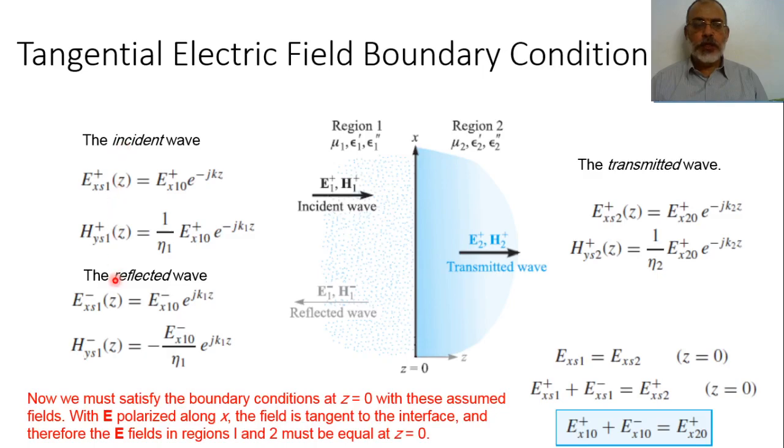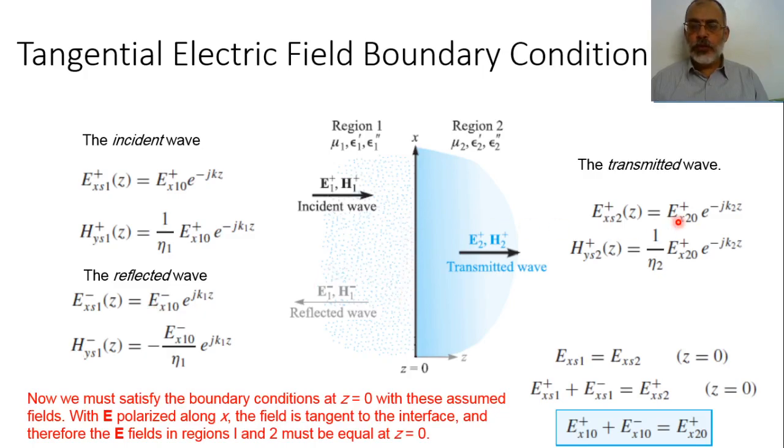On the other hand, the tangential component due to the reflected wave at z equals 0 would be Ex10-. So the total tangential electric field at the interface from region 1 would be Ex10+ plus Ex10-. Or in other words, the amplitude of the incident wave plus the amplitude of the reflected wave. This is the tangential component at the interface at region 1.